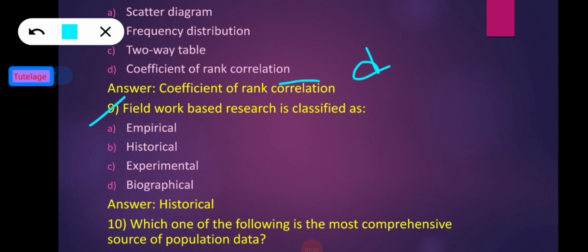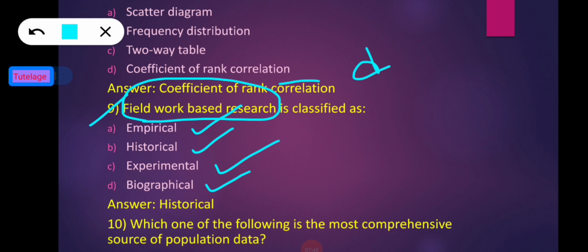Now move on to the next question. Field work based research is classified as empirical research, historical research, experimental research, and biographical research. Obviously, fieldwork based research is classified as option number B, historical research. It is not related to the empirical, experimental, and biographical. Okay, so fieldwork based research is classified as historical research. And we have already told what you mean by historical research. So please go and check it once if you have any doubt on it.